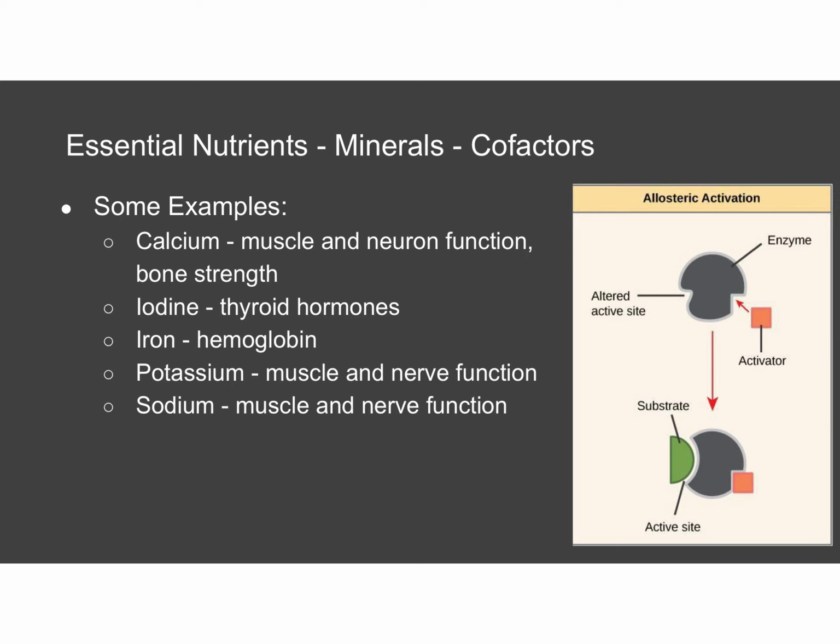Minerals are also needed in a well-rounded diet, and minerals act as cofactors, and these are also enzyme helpers. The main difference between a coenzyme and a cofactor is that these are inorganic, whereas the vitamins that we talked about on the previous slide are organic. So that's what makes them coenzymes versus cofactors.